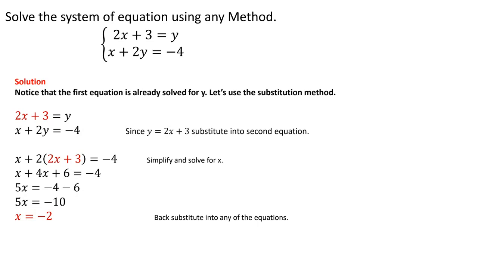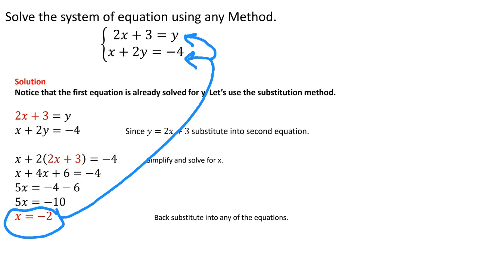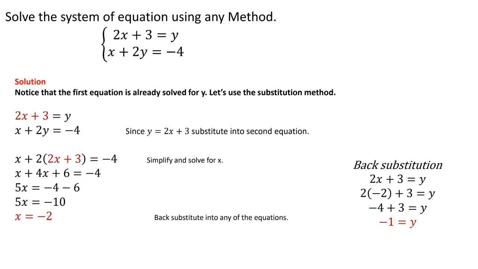So I'm going to take my answer and I can plug it in to this equation or to this equation. Let's go ahead and plug it into the first equation. So we have 2x plus 3 equals y. If I let x equal negative 2, then I end up with 2 times negative 2 plus 3 is equal to y. So we simplify. Negative 4 plus 3 is negative 1. And so last, I'm going to write my answer as an ordered pair of negative 2, 1.